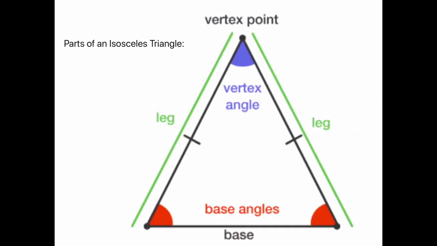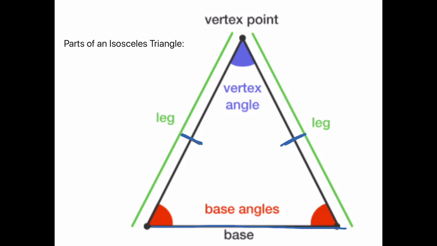We'll begin with all the different parts of an isosceles triangle. So you have three angles, of course, and you have three sides because it's a triangle. An isosceles triangle has two legs that are the same length. Those are called legs, and the other side of the isosceles triangle is called a base. So you have two legs and one base in an isosceles triangle.